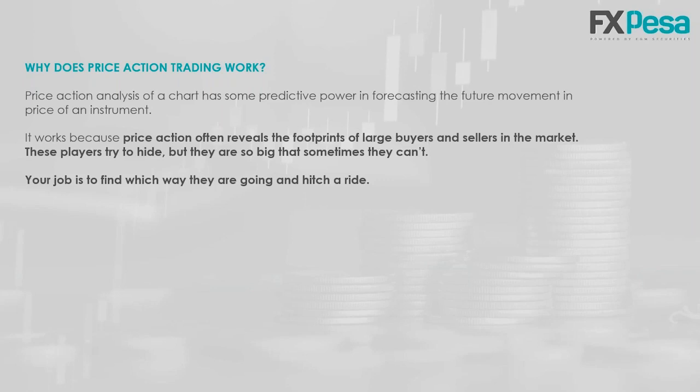Now, why does trading the price action work actually? Price action analysis of a chart gives you the predictive power in forecasting the future movements in the price, and it's because price action reveals the movement of the market with respect to the buyers and sellers in the market, right? These players, they try to hide sometimes, but it's very difficult to see their big moves, all right? So your job as a trader is you want to find the way in which they are taking, so that you can, of course, jump in and ride a trend.